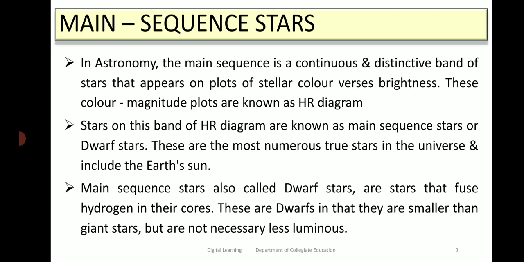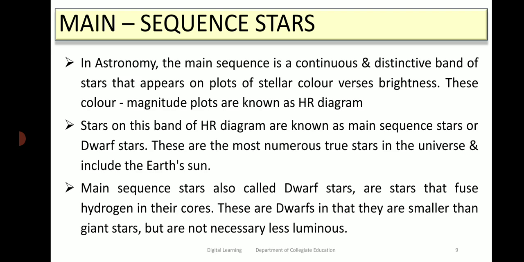Now we'll discuss what main sequence stars are. In astronomy, the main sequence is a continuous and distinctive band of stars that appears on plots of stellar color versus brightness. These color magnitude plots are known as HR diagrams. Stars on this band of the HR diagram are known as main sequence stars or dwarf stars. These are the most numerous true stars in the universe and include the Earth's Sun.